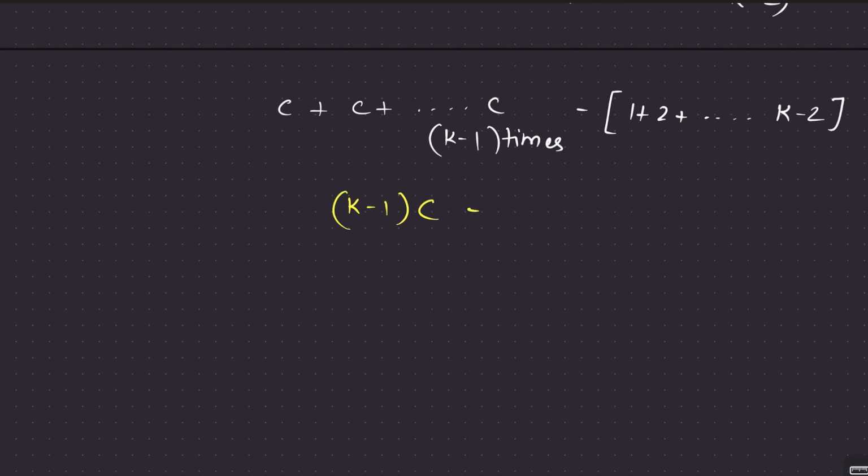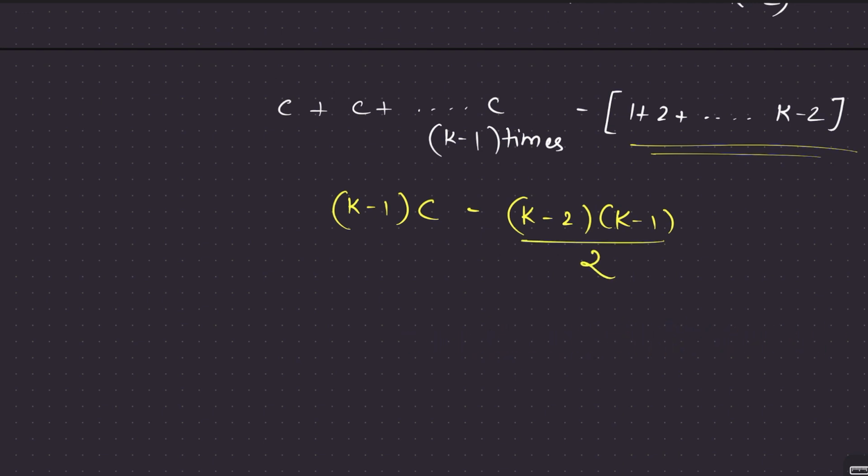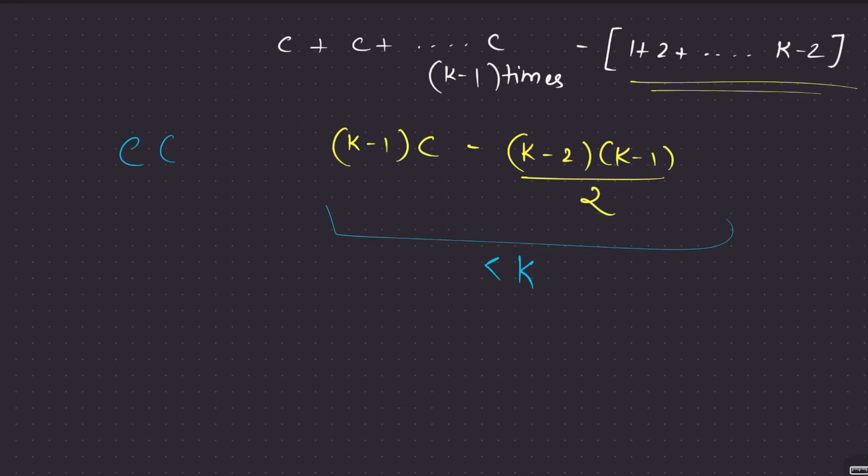Now what is this? How does this look similar? It is the sum of the first k minus 2 natural numbers. It will be k minus 2 into k minus 1 divided by 2, right? So what have we found out? These are the number of subarrays whose size is less than k. The total number of subarrays was c into c plus 1 by 2, and now you can just subtract it from it.